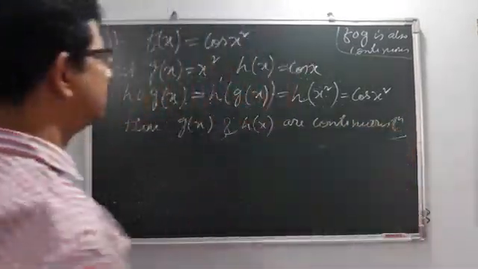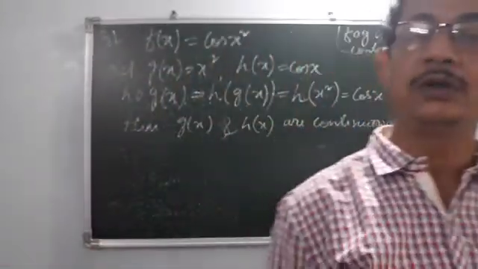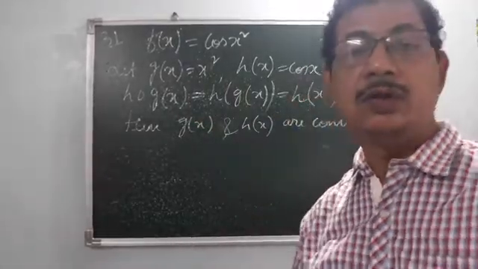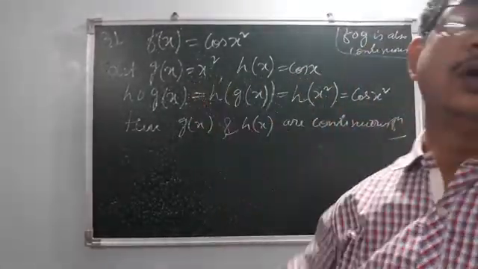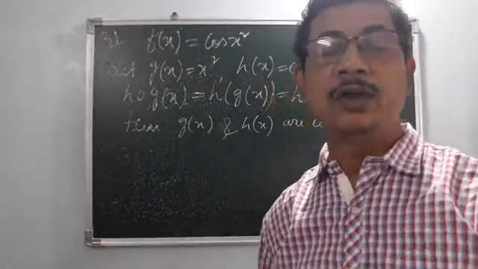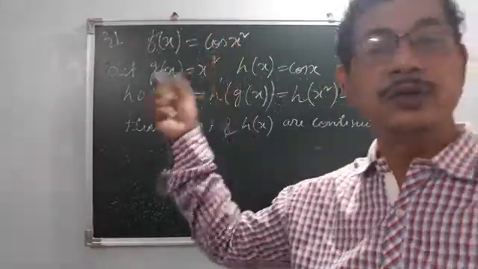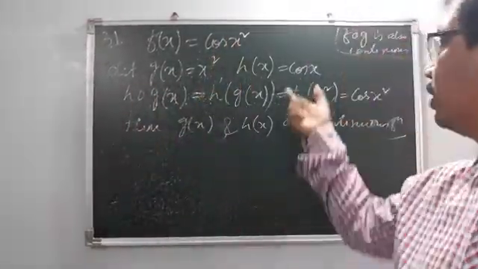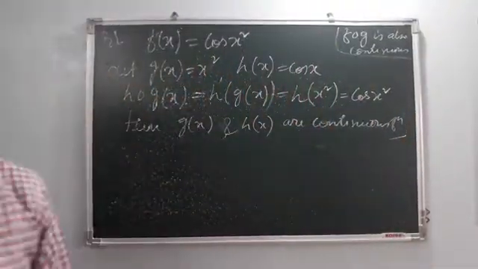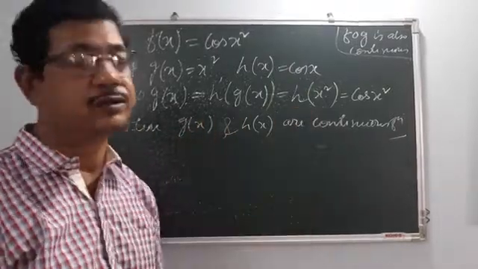Why is it a continuous function? g(x) is what? x square. So x square is an algebraic function, so it is continuous. Every polynomial function is continuous. Since x square is given, it is a polynomial, so of course it is continuous. cos x is a trigonometrical ratio; functions like sin x and cos x are continuous. So g(x) and h(x) are both continuous.